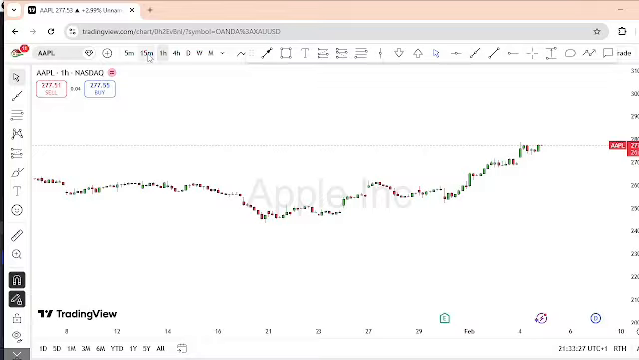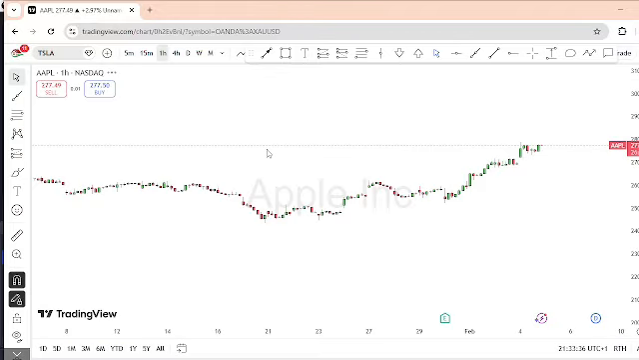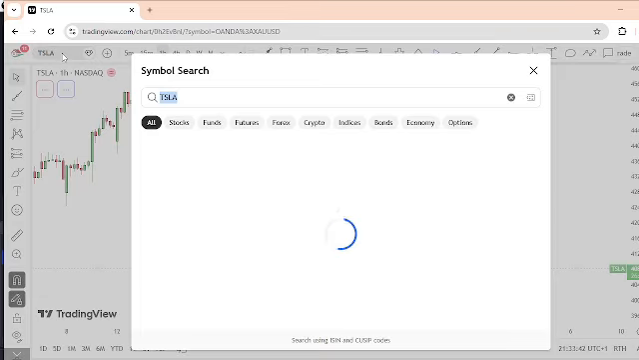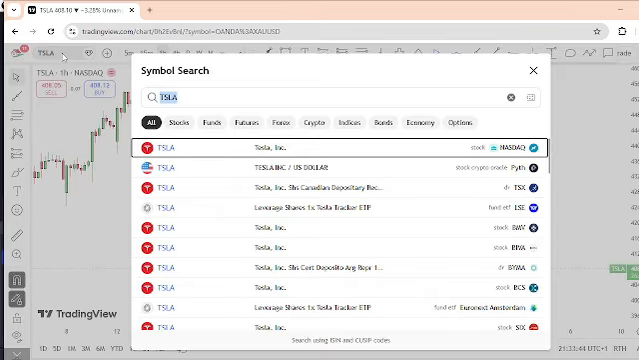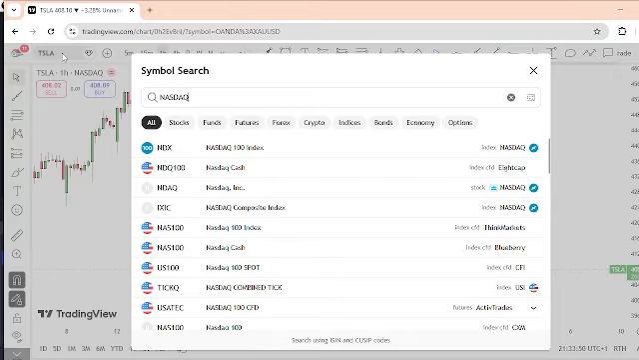Under stocks too, I told you Tesla. You have Tesla here. See how it looks like. That's how Tesla looks like. Then you have Nasdaq, you have Nasdaq like this.